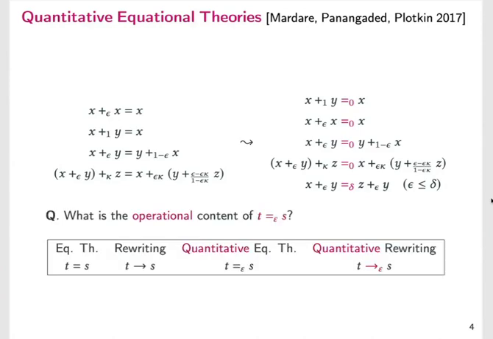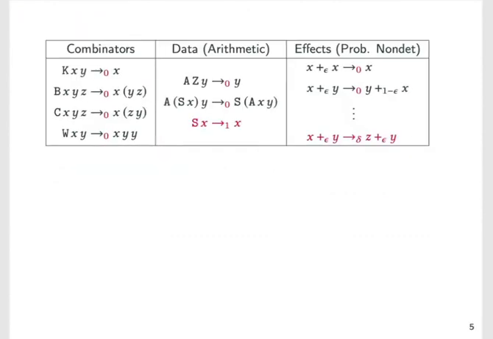Now, the point is that with this definition, we find ourselves in a kind of peculiar situation in which, on the one hand, we have the traditional Boolean world, if you like, in which we have equational theories and we have rewriting to exploit their operational content. And if we move to the quantitative case, we have these quantitative equational theories, but we don't have a notion of quantitative rewriting to exploit their computational content.